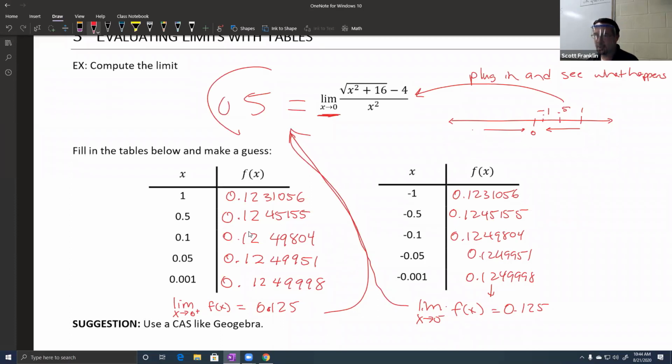Sorry, 0.125. I don't know why I said 5. That's the answer. Sorry, I get sloppy and fast at the end. I'm running short on time, so I wanted you to see that. So that's how I might use a calculator or a table of values to figure out these limits as well.